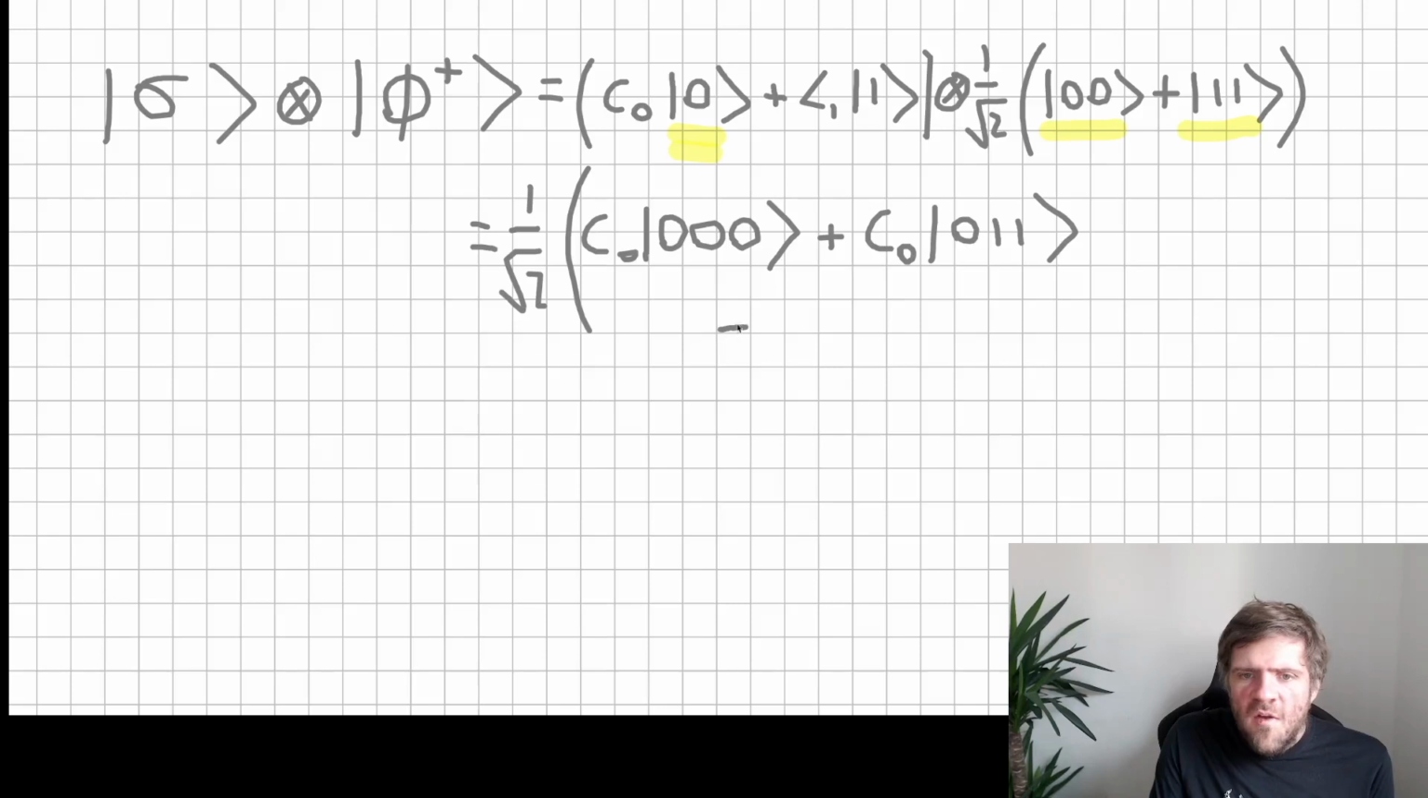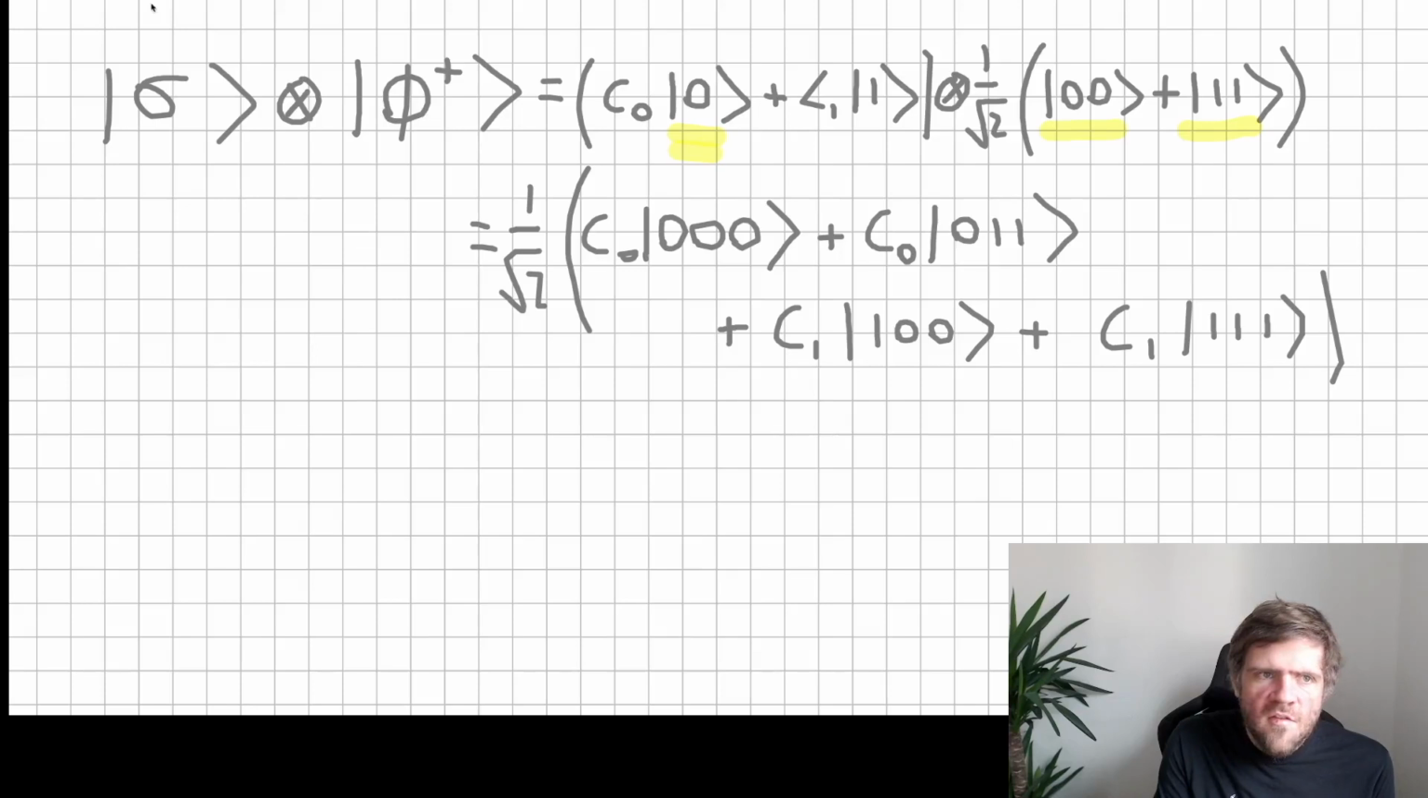And then we also have C1 times 1, 0, 0, and C1 times 1, 1, 1.